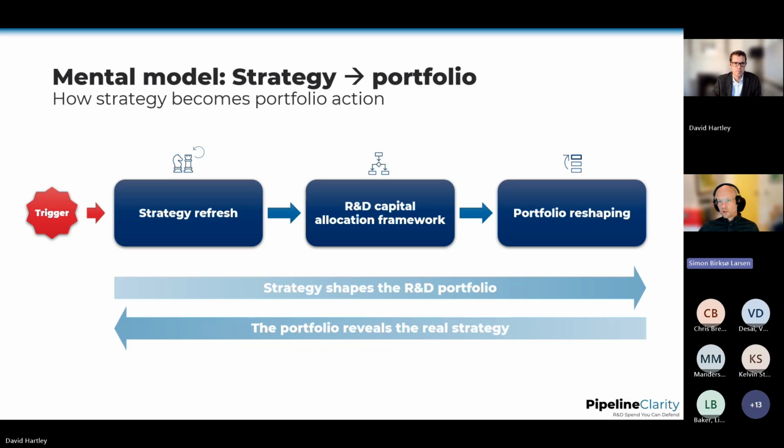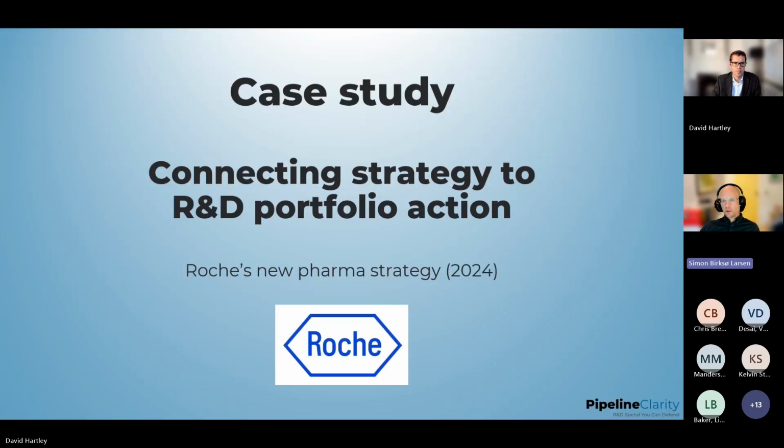And then in the middle box, you see this R&D capital allocation framework. We need some kind of rules or tools to translate from strategy into portfolio and portfolio reshaping. And that's what we want to show and illustrate with the next case study here. And you see the blue arrows at the bottom. That's how we, in practice, see the 2 laws of R&D capital allocation working. So the case study we picked for you is Roche and their new pharma strategy, which is now a couple of years old, which we think really illustrates well how strategy connects strongly to an R&D portfolio action.